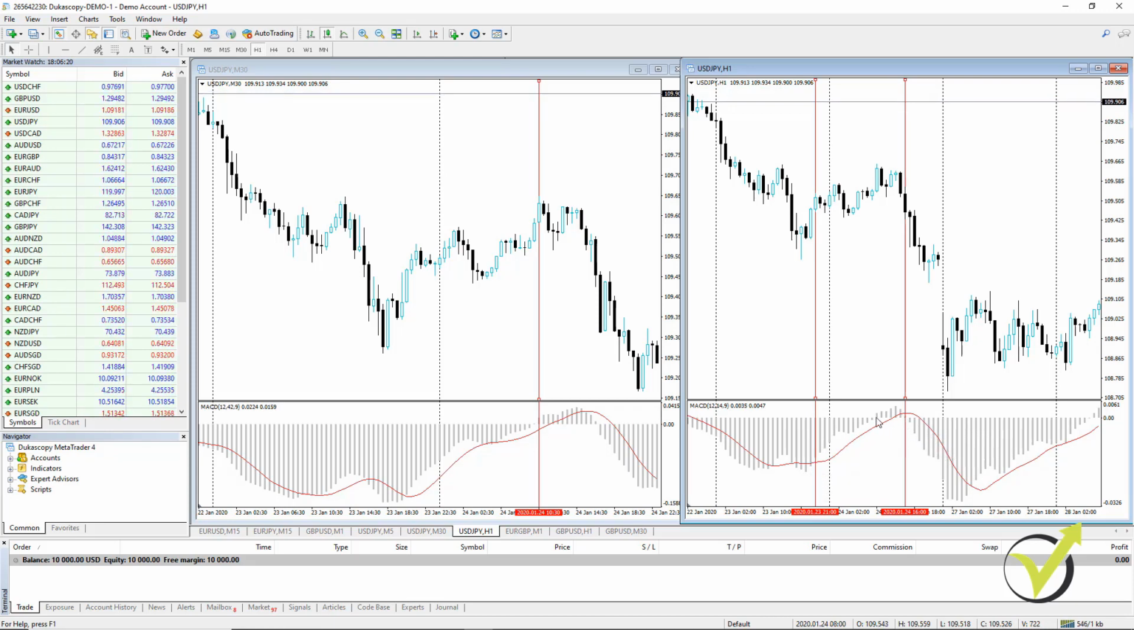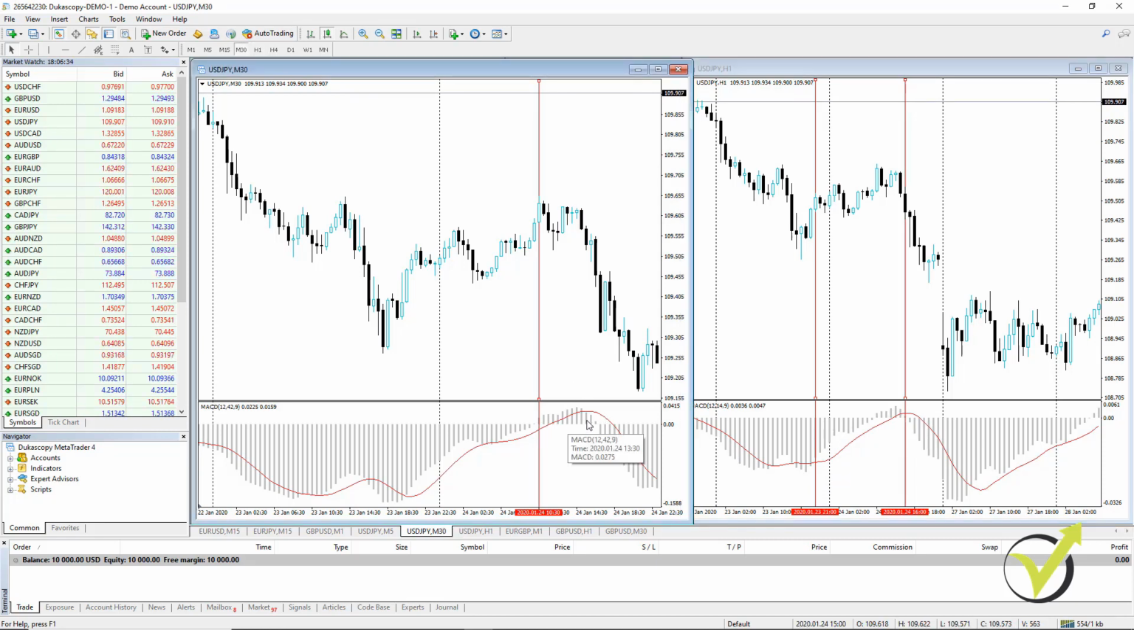So you can see that the period that we are allowed to sell on H1 is much longer. This is when the MACD is above the signal line. But on M30 it's much shorter, when the MACD line is above the zero line. So here we are not looking at all at the signal line, just the MACD. When it's above the zero line we have the confirmation to sell.